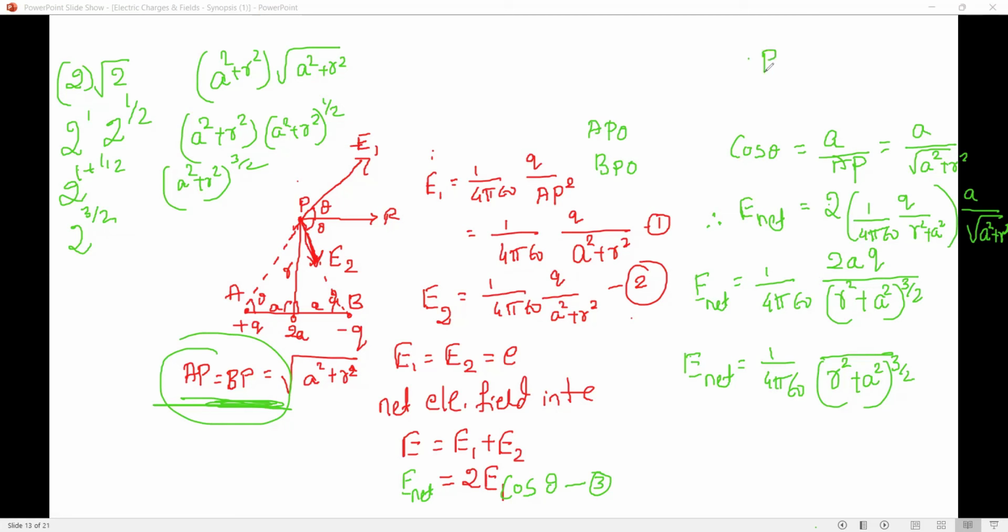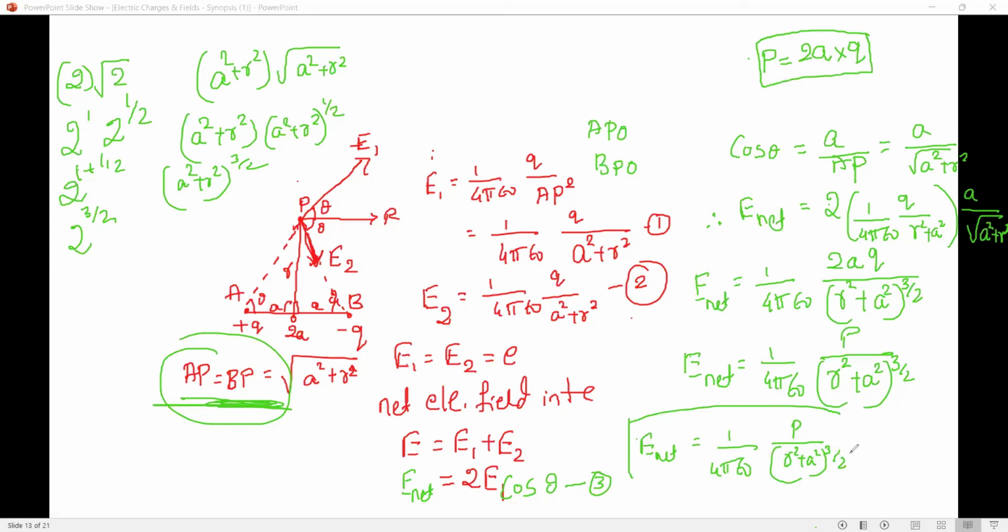Look here, the dipole moment is defined as the product of the distance and any one of the charges. It is called the dipole moment. Correct? So here 2a into q is clearly given, so therefore it is nothing but P. So this is your final expression, students. The net electric field intensity is 1 upon 4 pi epsilon naught P divided by (r square plus a square) to the power of 3 divided by 2. So this is your final derivation. For 5 marks, it is important.